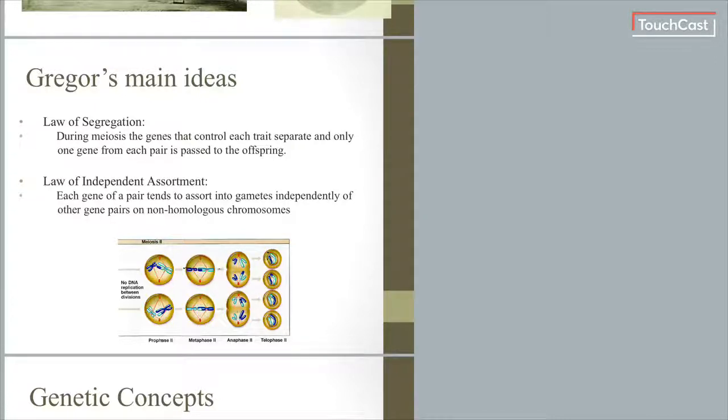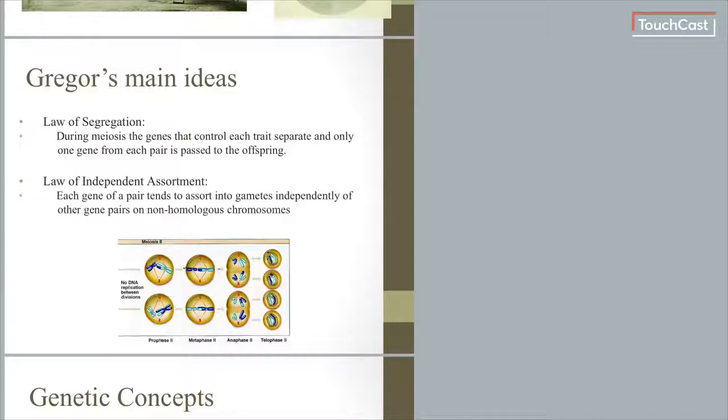First, the law of segregation, which states that during meiosis, the genes that control each trait separate, and only one gene from each pair is passed to the offspring. What this means is basically that every gamete, or every sex cell that is created, is just slightly different, but it only passes on half of your parents' genes.